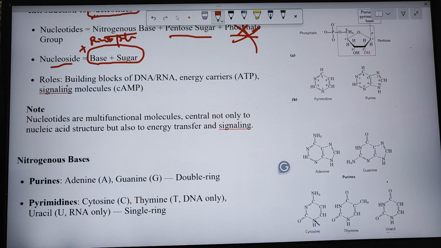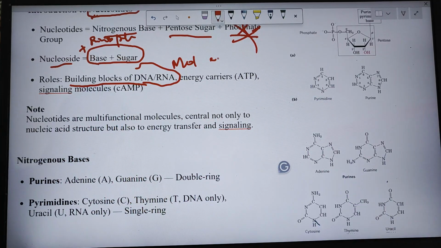These nucleotides serve as the building blocks of nucleic acids like DNA and RNA. So DNA and RNA, which are the nucleic acids, are made up of long chains of nucleotides which store, transmit, and express the information of life. So these nucleic acids are also called the molecules of life because they store, transmit, and express the information of life.